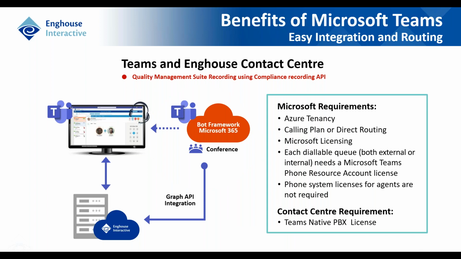You will be required to have an Azure tenancy, calling plan or direct routing, and Microsoft licensing. Each dialable queue, both external and internal, needs a Microsoft Teams phone resource account license. As we said, agents do not need a phone system license to receive calls from bots, which is from queue. But an agent may need a phone system license for other reasons, like direct routing or making outbound calls from Teams. And on the contact center side, you'll need a Teams native PBX license.